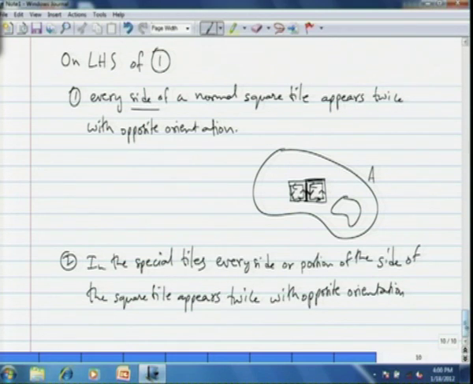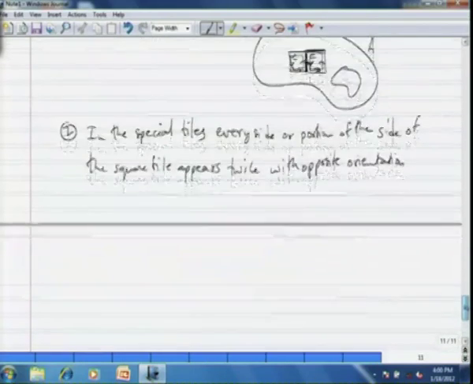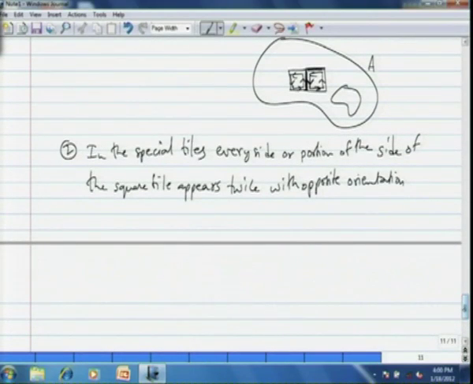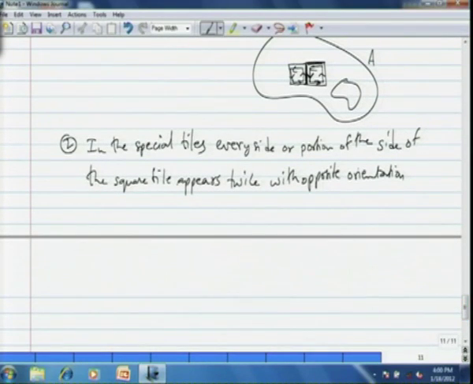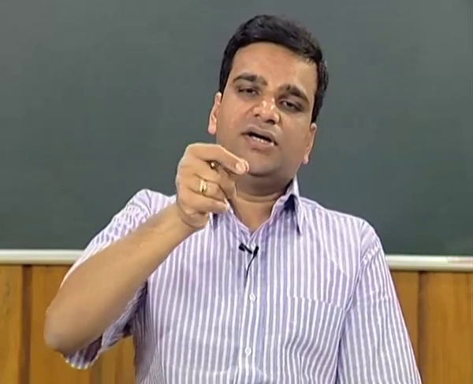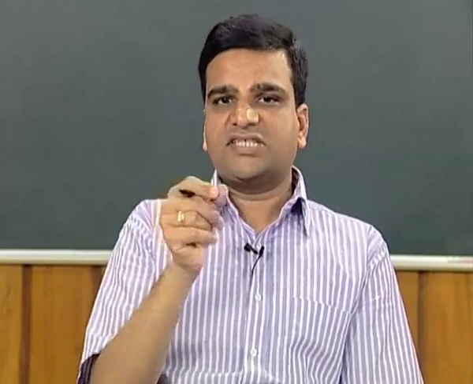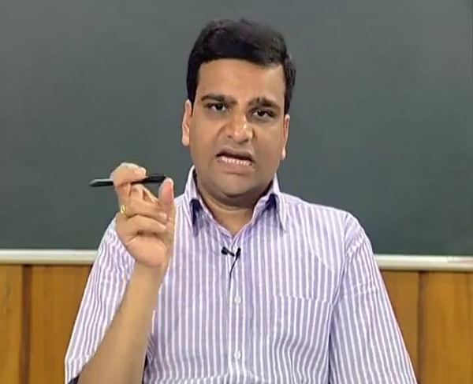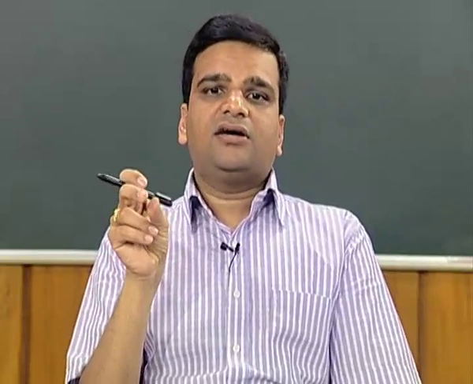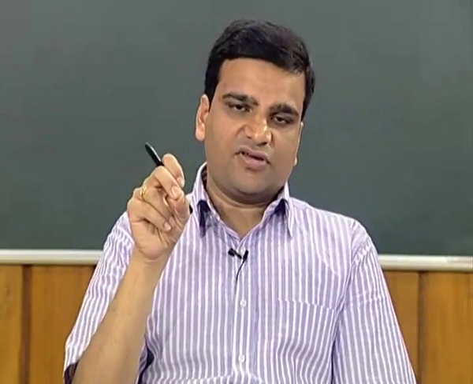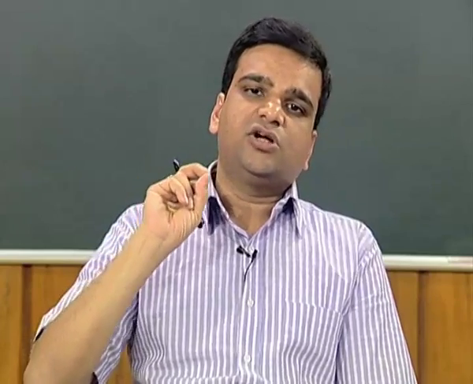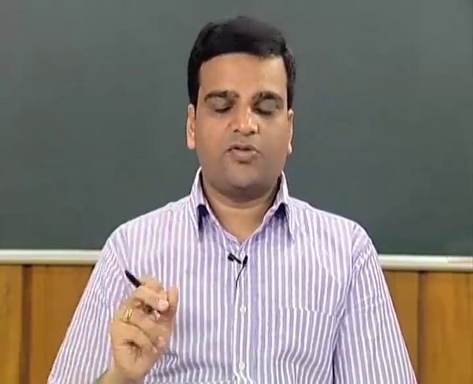Okay. So, like I mentioned in the earlier case in observation 1, if you have a side of a tile, it does not matter whether normal or special. If you have a side which is completely contained in the interior of A, then the integration of f occurs twice on that side with opposite orientations in equation 1.